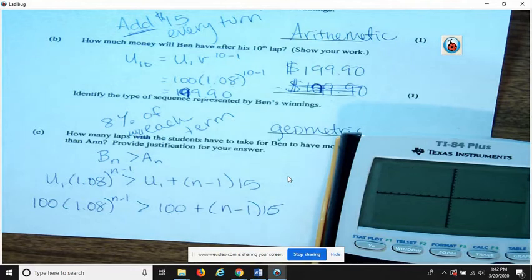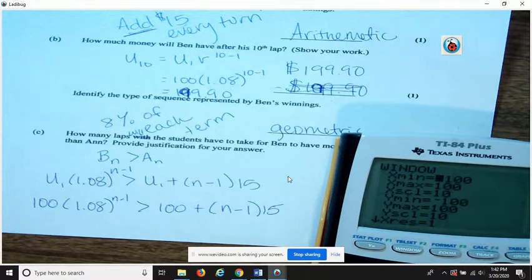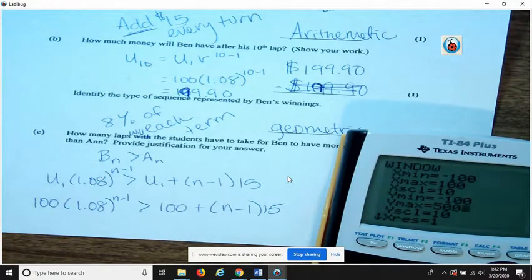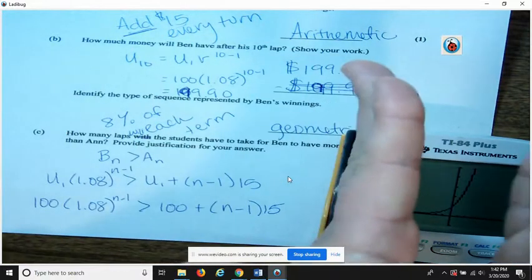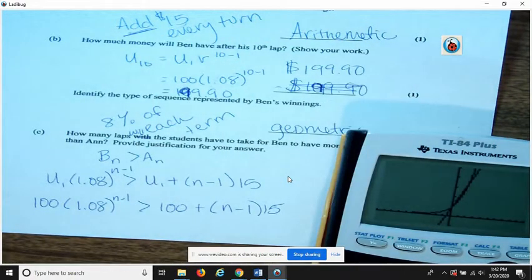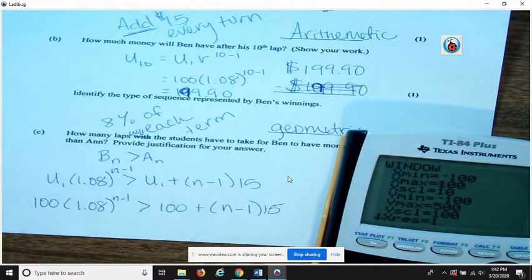I'm going to look for when the first one graphed, this is Ben, is bigger than the second one graphed, which is Ann. I'm going to have to make my Y max a lot bigger. So I'm going to go up to 500, make this 100 just so we don't have a super thick line. I might need to make my X values shorter so that I squeeze in the window. Okay, so I can see this here and I should squeeze in my window. I'm going to make this 50.